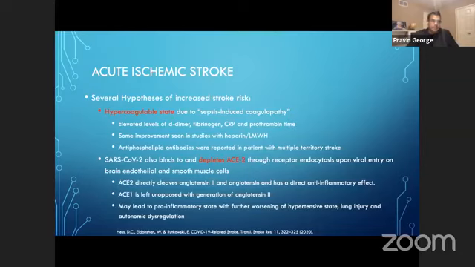Which of these hypotheses, or whether it's a combination of them or something else, is yet to be found. But these are 2 of the leading hypotheses as to why there's such an increase in stroke risk.